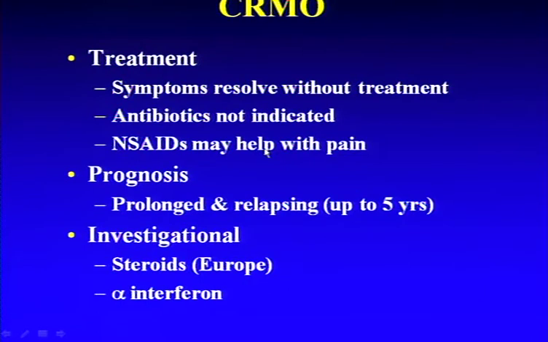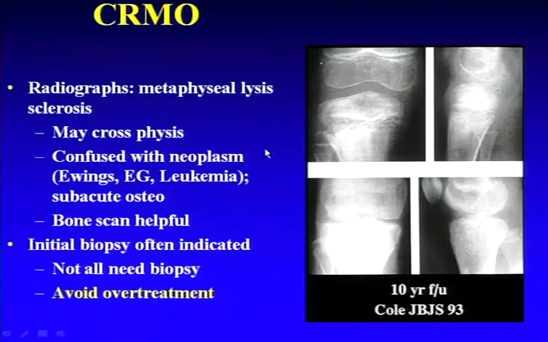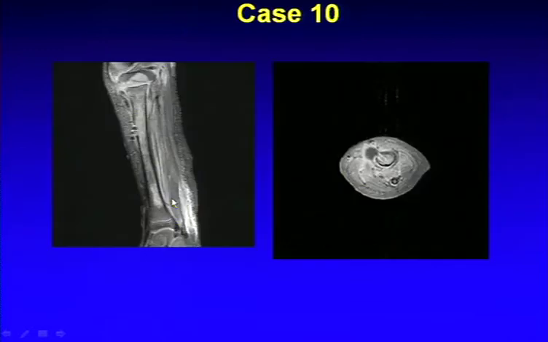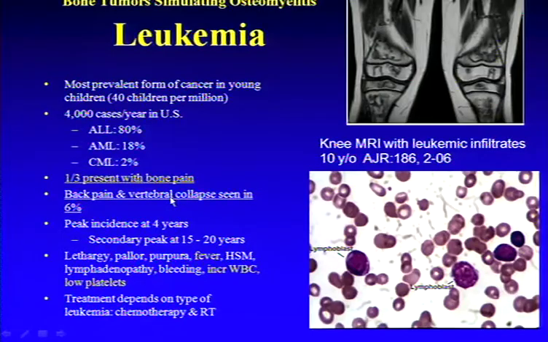So the treatment is mostly conservative. The key is to make the diagnosis without a lot of surgical intervention. So the bottom line here is to avoid over-treatment, but be careful you don't miss the diagnosis with another. And here's a patient with multiple sites. This turned out to be CRMO and resolved with antibiotics.